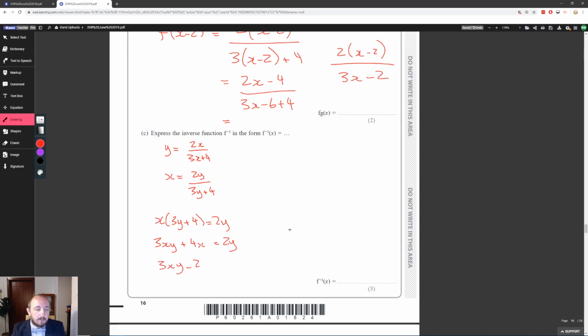So 3xy minus 2y equals minus 4x. Factor the y, 3x minus 2, and then we divide. So y equals minus 4x over 3x minus 2. So once we've replaced the x and y's and then rearranged it, this is now our inverse function of f. Like that. Alternative to this would be 4x over 2 minus 3x if you rearrange these the other way around. So that would be an acceptable answer as well.